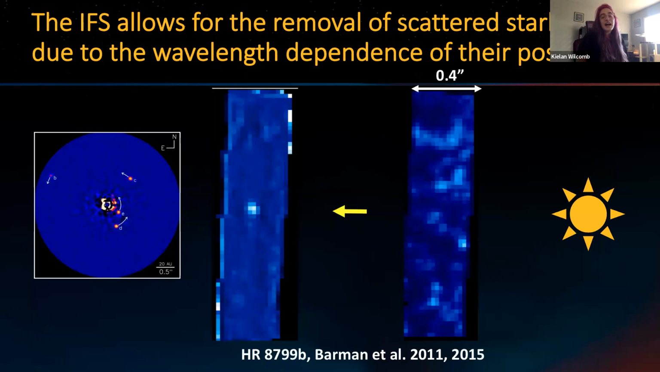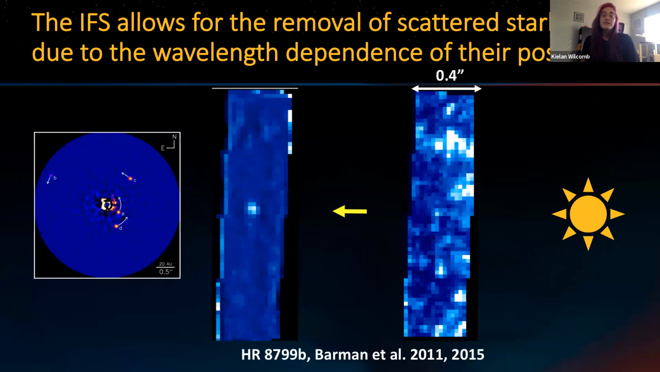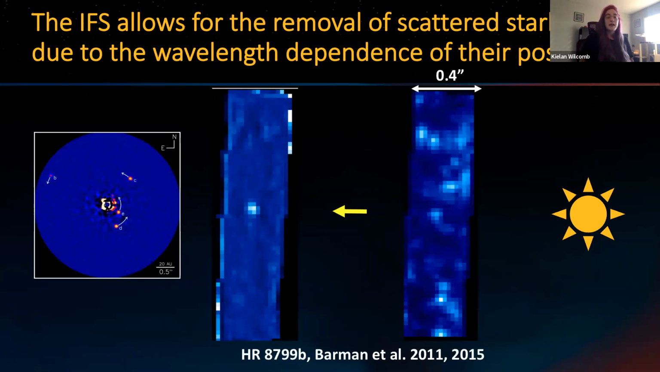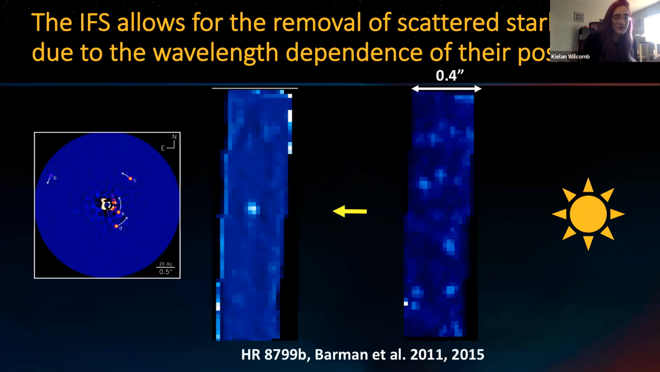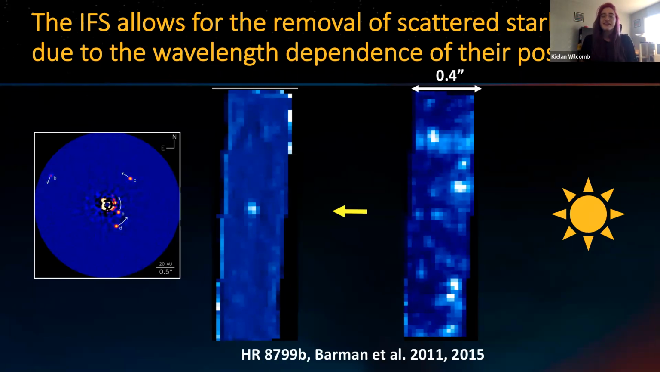So OSIRIS does not have a coronagraph. We have to point to the star and offset from the star to where the planet should be, and sometimes hope for the best. We're usually pretty good with it.